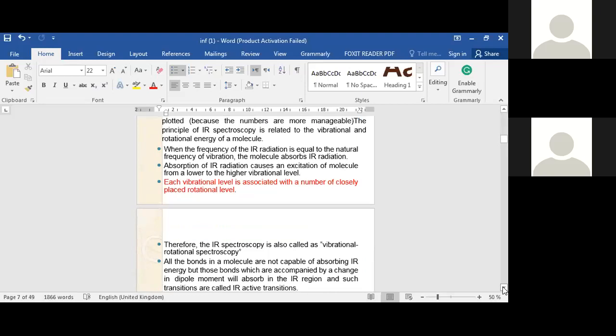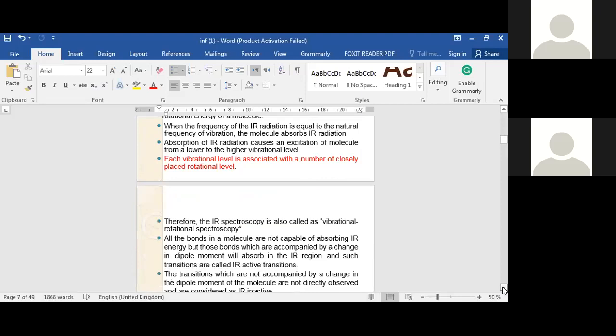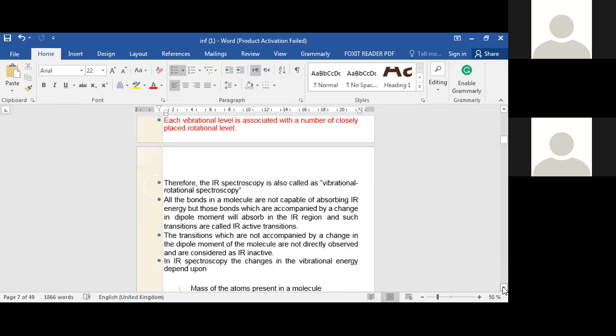For this reason, IR spectroscopy is sometimes called vibrational rotational spectroscopy, because it depends on those movements in molecules. And not all bonds in the molecule are able to absorb IR energy.